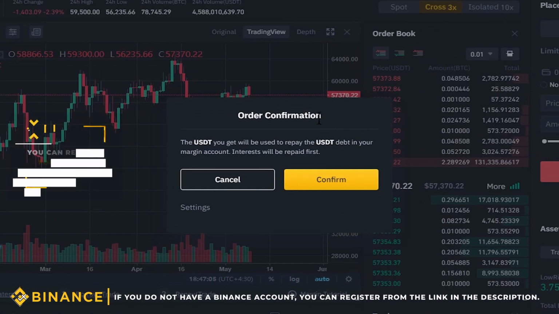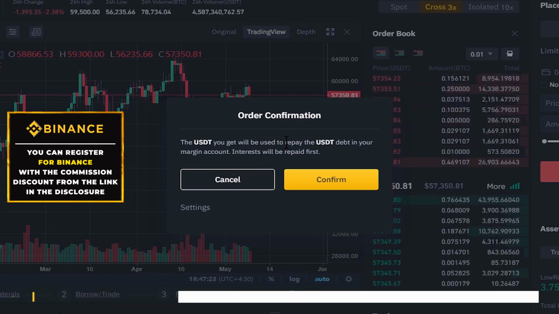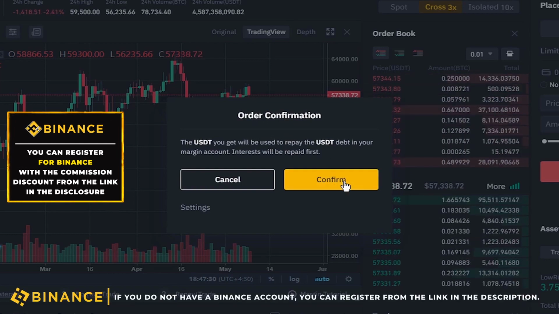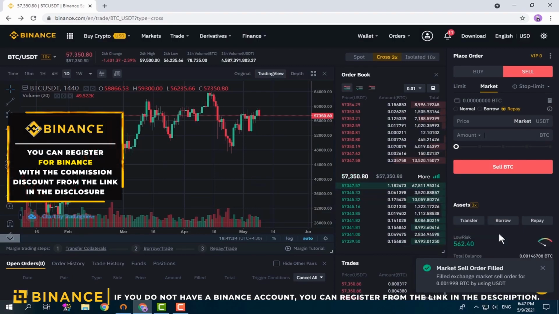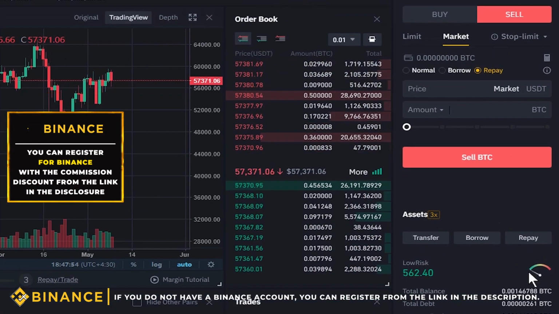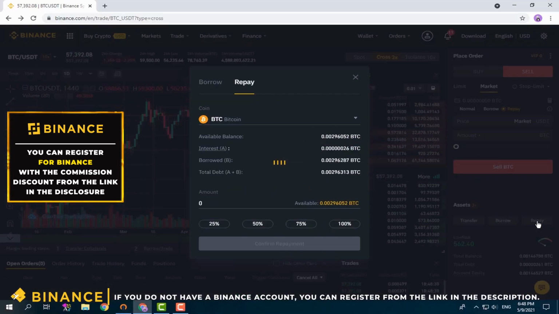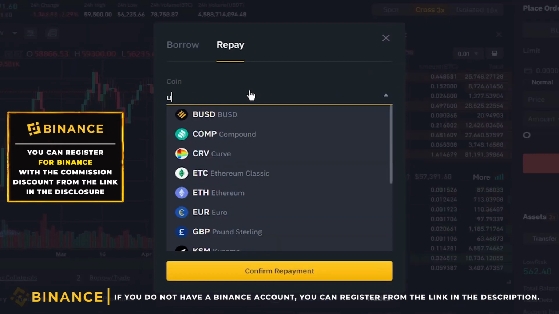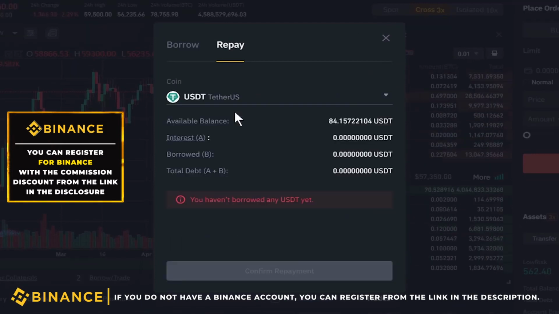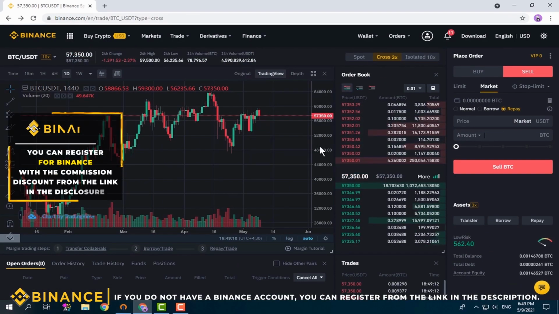It wants us to confirm that the USDT we get will be used to repay the USDT debt in our margin account, and the interest will be paid first. We confirm and the order is created successfully. We sold our Bitcoin and at the same time our debt also repaid. To make sure, if we click on repay and select USDT, you see that our debt is repaid.